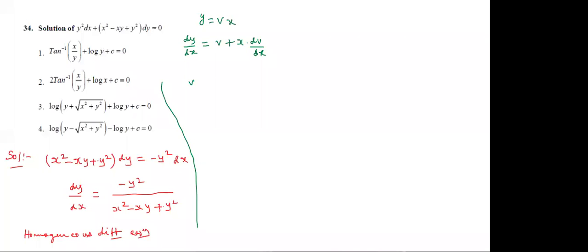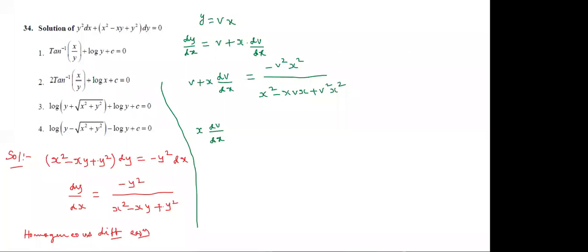dy by dx means that is v plus x into dv by dx, that is equal to numerator. Instead of y, substitute vx. So we get v square x square. Then what about denominator, students? See, x square minus x into vx plus v square x square. Numerator and denominator, take x square common.